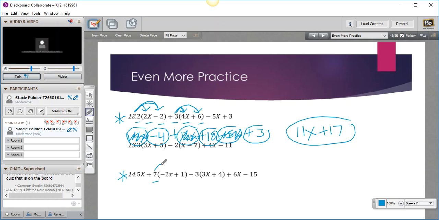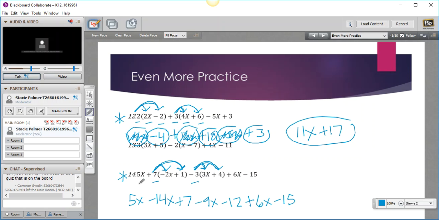Then let's go ahead and do number 14 together. We need to distribute the 7. We need to also distribute the negative 3, okay, because there's a minus sign in front of it. It makes it negative. So we have 5x, and then we have 7 times negative 2, which is negative 14x, 7 times 1, which is plus 7, negative 3 times 3x, which is negative 9x, negative 3 times 4, which is negative 12, plus 6x minus 15.